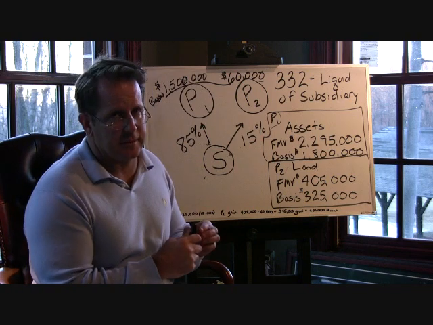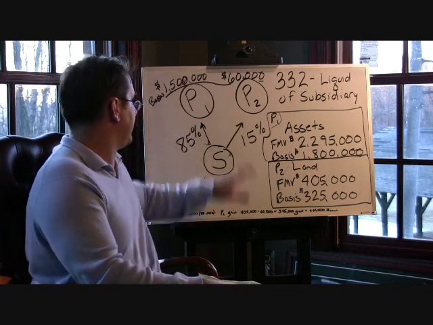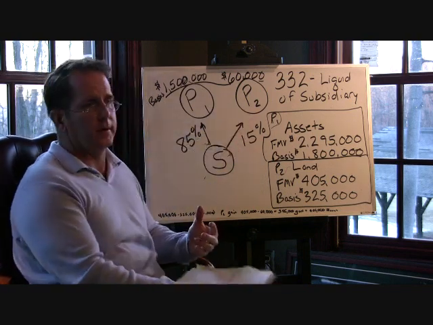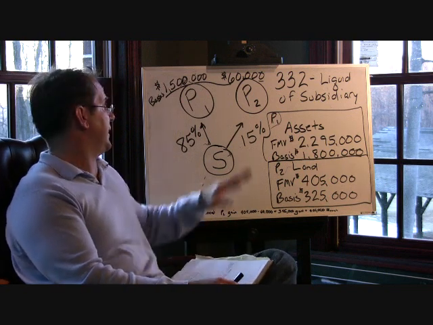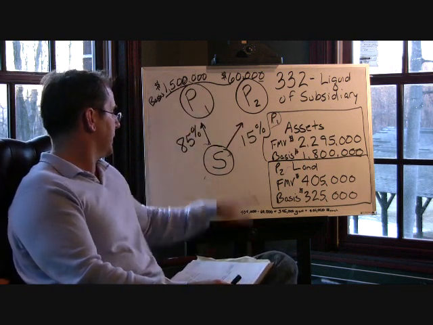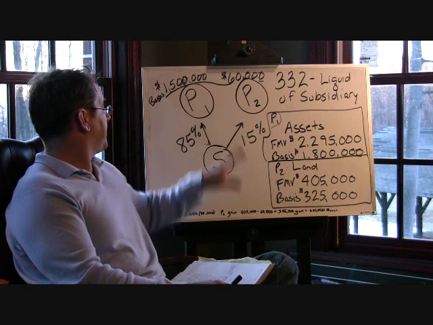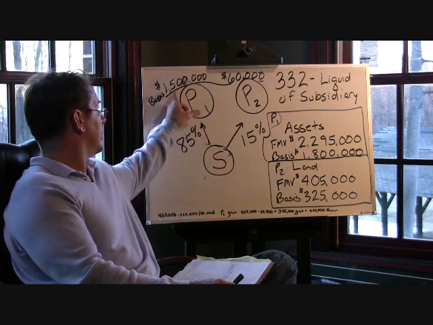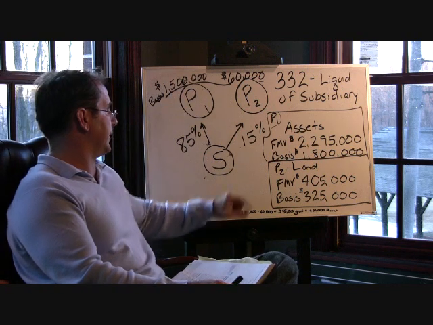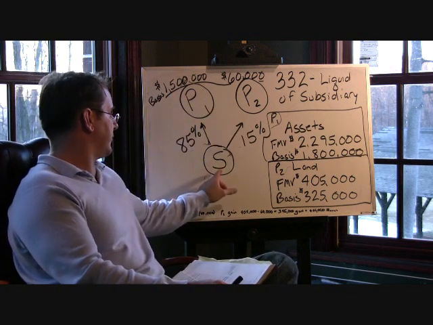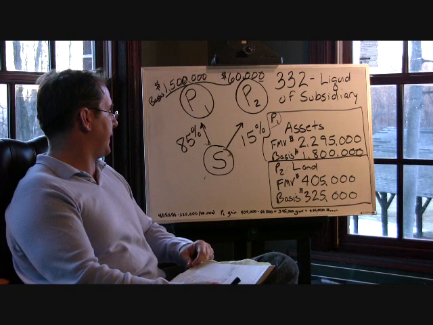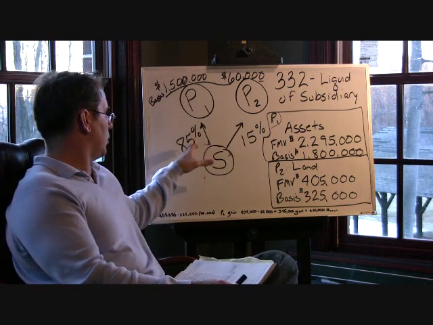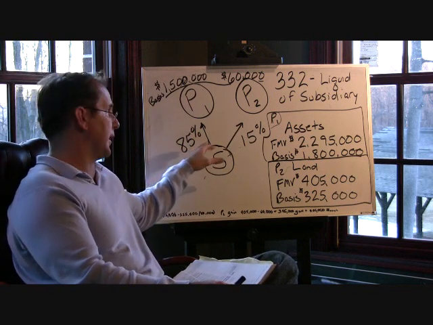And let's jump right into an illustration. Let's say we have P1 and P2. I'm getting really complex in that. Parent 1, Parent 2. We have the subsidiary. Parent 1's basis in the subsidiary, what is its tax basis? In this case, $1.5 million. What's Parent 2's basis in the subsidiary? $60,000. And we know Parent 1 owns 85% of the stock.